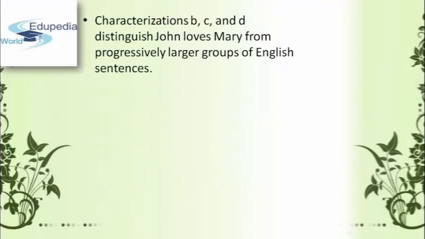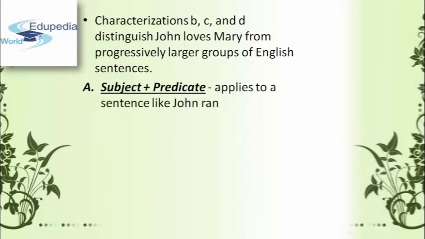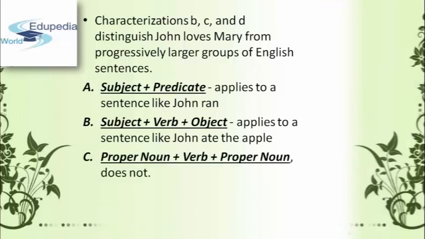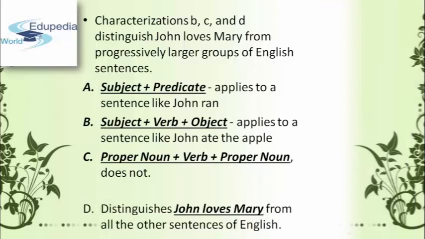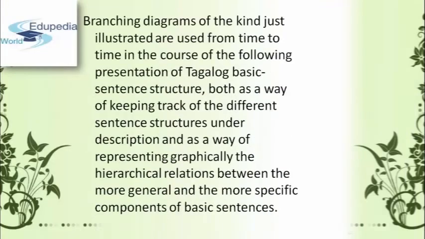Characterizations A, B, C, and D distinguish John loves Mary from progressively smaller groups of English sentences. First, the subject plus predicate applies to a sentence like John ran. Second, subject plus verb plus object applies to a sentence like John ate the apple. Third, proper noun plus verb plus proper noun is thus not applicable to those. And last, it distinguishes John loves Mary from all the other sentences of English.